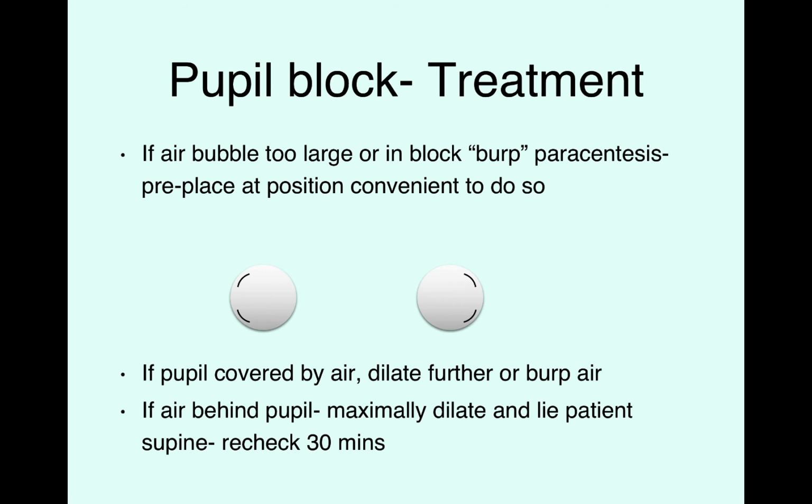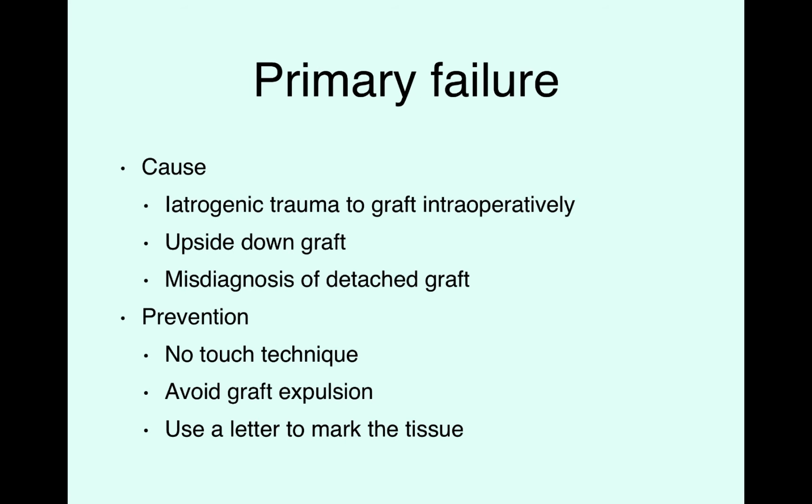Primary failure, why does it happen? We think it's due to intraoperative graft trauma. The graft might be upside down in the first place, or we've actually just misdiagnosed a detached graft. How are we going to prevent that from happening? Use meticulous no-touch technique during surgery. Try not to traumatize your graft. Try not to expel the graft by pressurizing the anterior chamber relative to the outside world, and we've seen that can easily happen. And always use a letter to mark the tissue. As we've seen, it doesn't always scroll the right way.